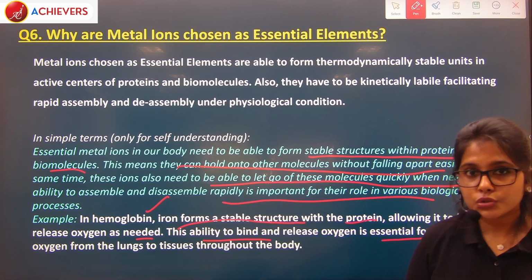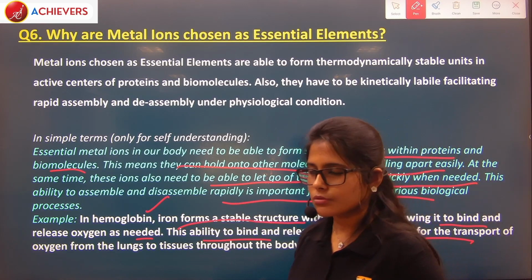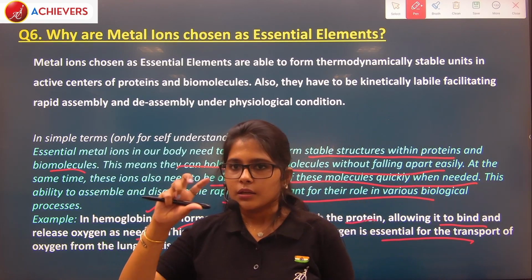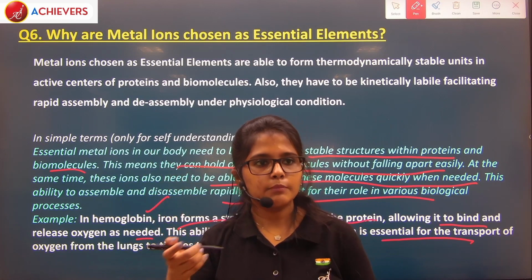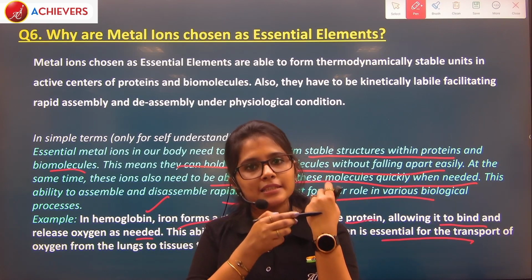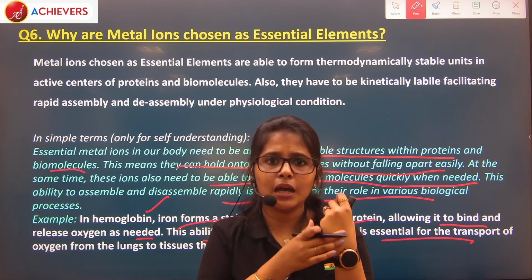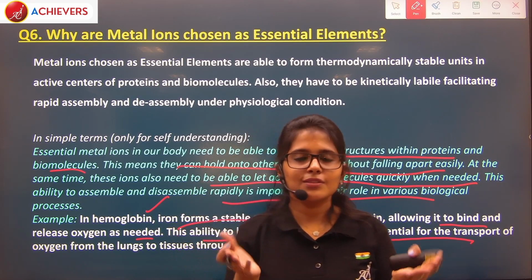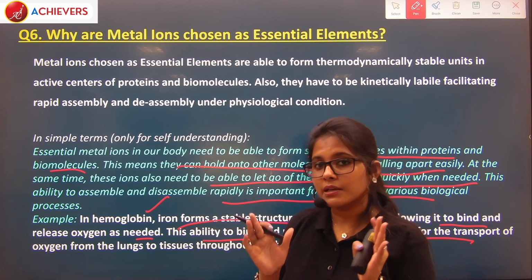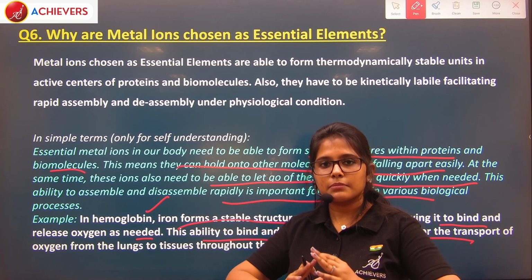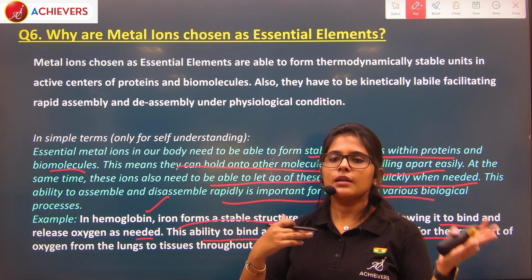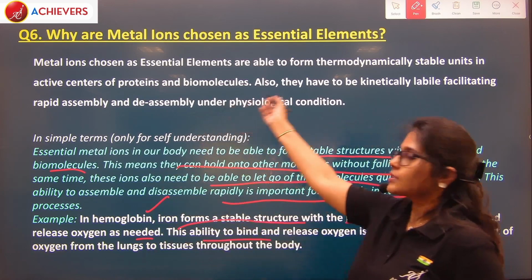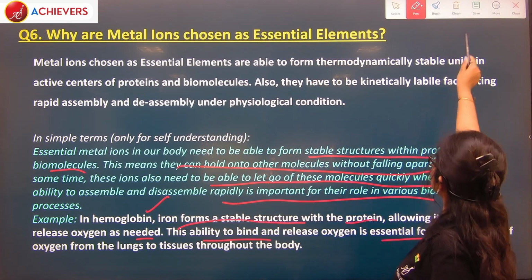लेकिन अगर ऑक्सीजन को छोड़ेगा नहीं तो फिर मतलब सोचो कि the oxygen that is carried by the hemoglobin has come to this hand, but it's not releasing the oxygen. मेरे हाथ को तो ज़रूरत है ऑक्सीजन की, लेकिन आप छोड़ नहीं रहे हो तो कैसे चलेगा? That's why these metal ions must have the ability to rapidly assemble and deassemble according to the need. That is what the answer is all about.